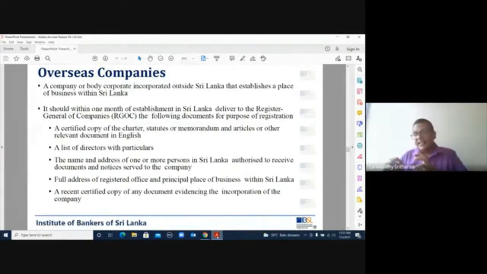But a Sri Lankan company can have such counterparts and other businesses, and that will not be governed by the Sri Lankan Companies Act. Those particular businesses will be governed by that particular country's respective laws and regulations.